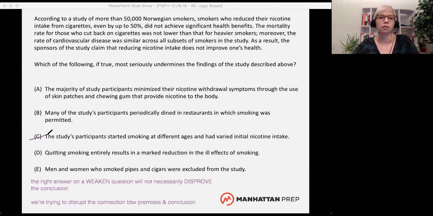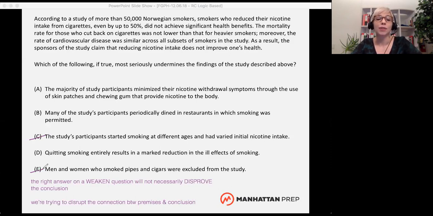What would you say has no impact on these study results and then the conclusion that we drew from them? Yeah, men and women who smoked pipes and cigars. All right, who cares? If it told us something about pipes and cigars and their nicotine reduction and how that's different, maybe, but we don't know if that makes it more or less likely that the conclusion holds.